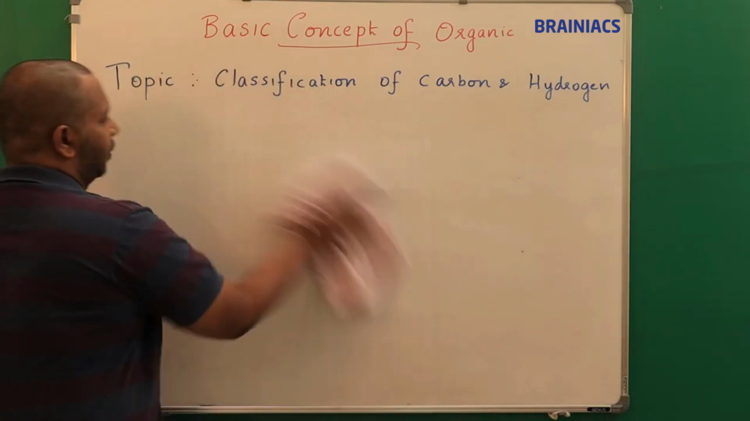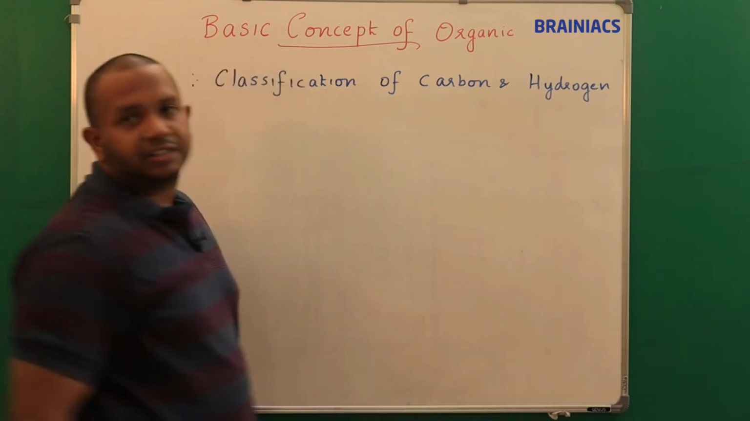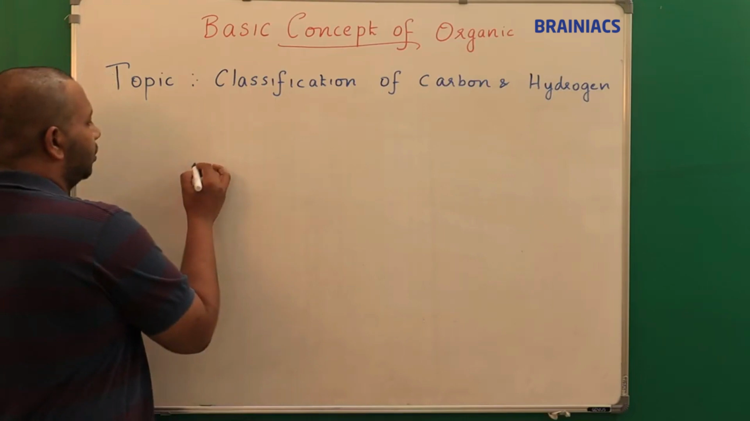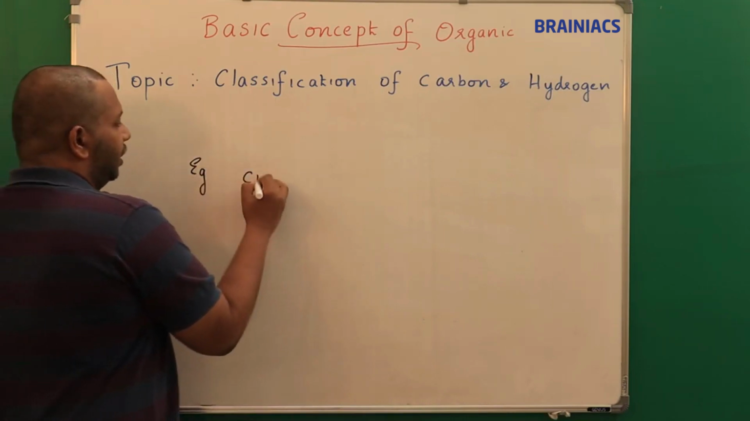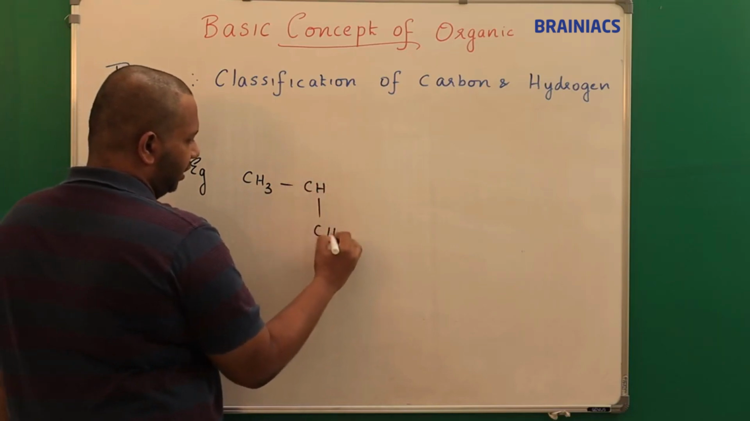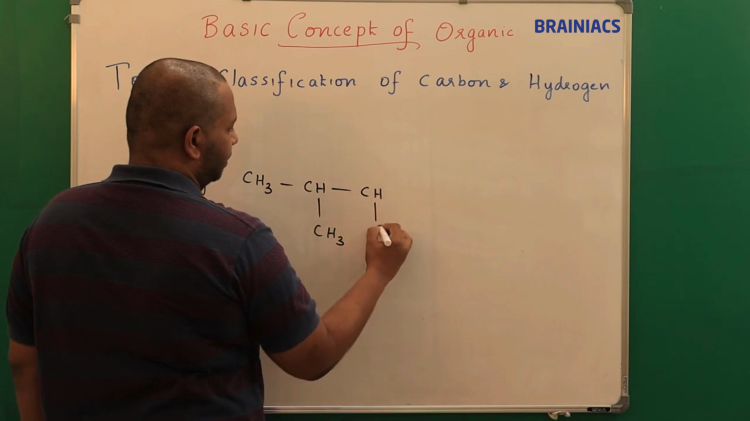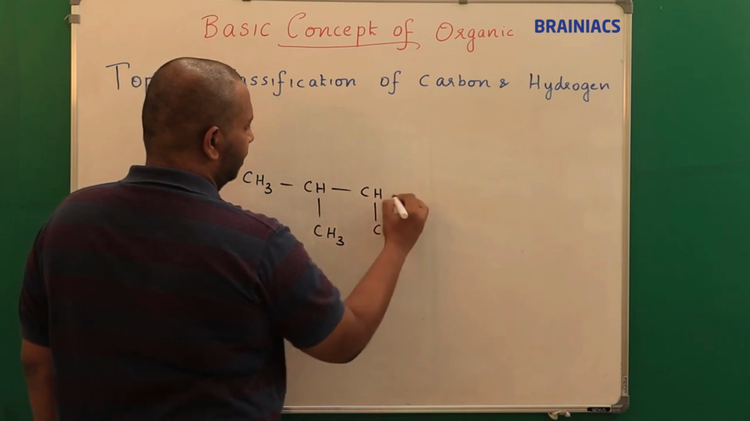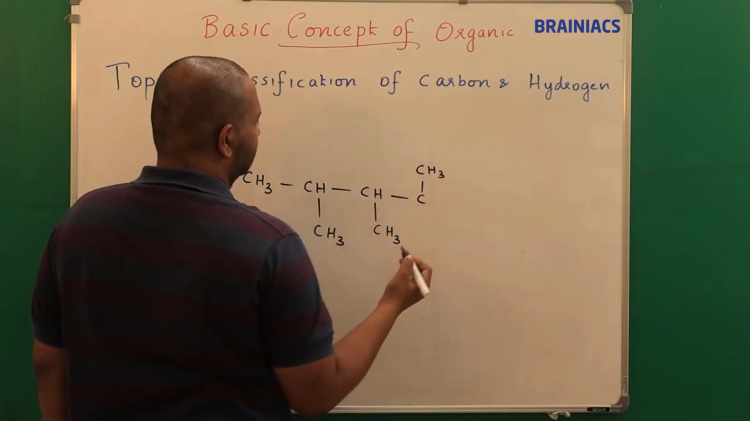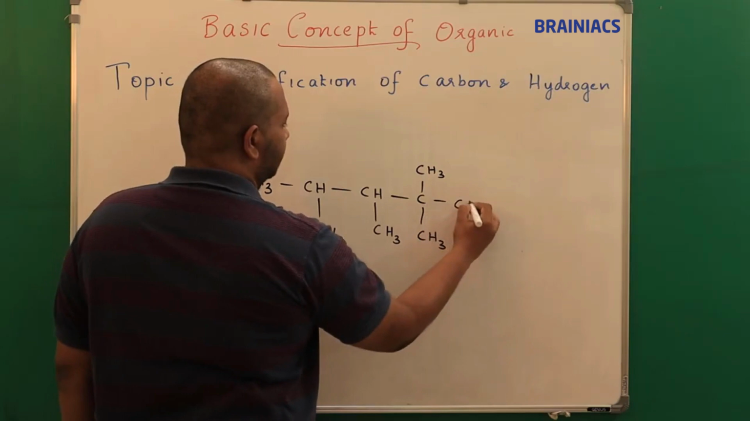I will write down a question and you need to tell me how many primary hydrogen atoms, secondary hydrogen atoms, secondary carbon atoms, everything are there. Okay. Let me write down the example. CH3, CH, CH3, CH, CH3, C, CH3, okay, CH3 and CH3.